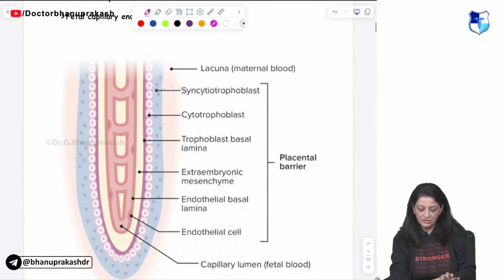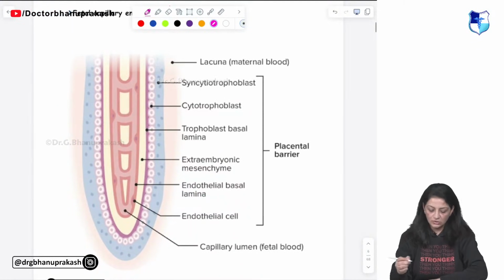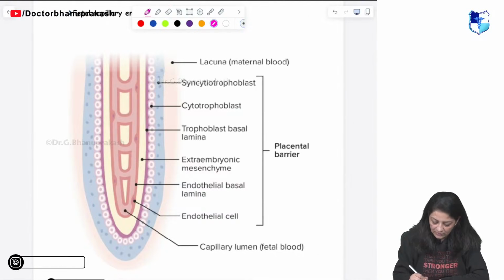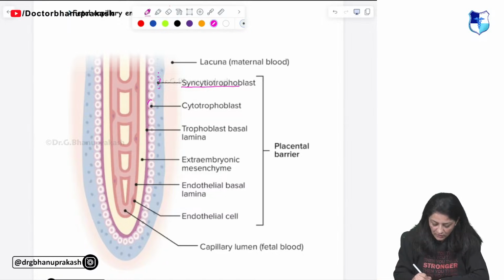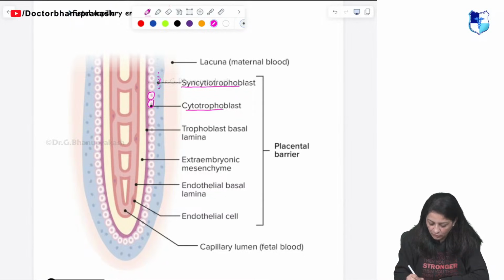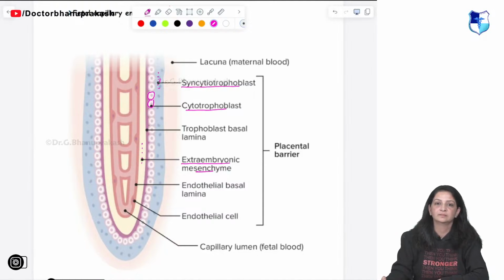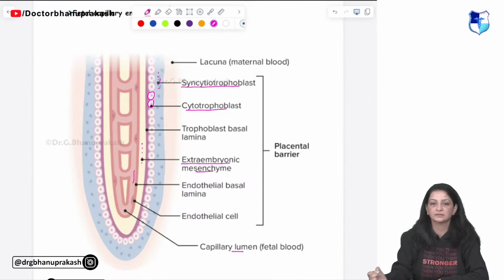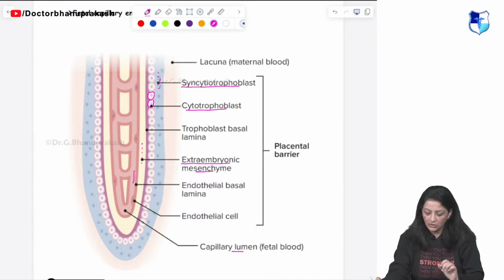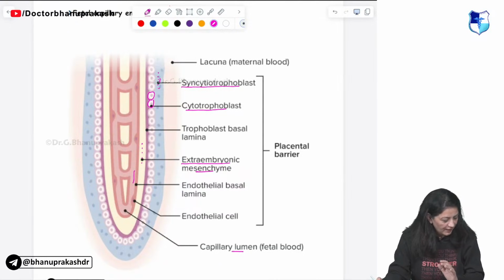So look at this image, placental barriers. The outer layer, this blue colored layer, is the syncytiotrophoblast. Then this one is the cytotrophoblast. The yellow part is the extra-embryonic mesoderm. Then inside, these are fetal capillaries. So these structures are called the placental barrier.